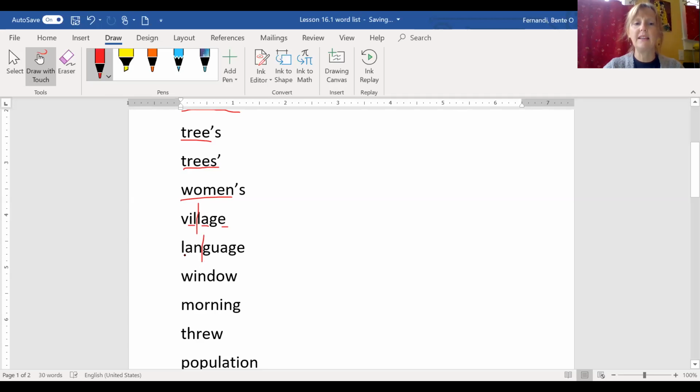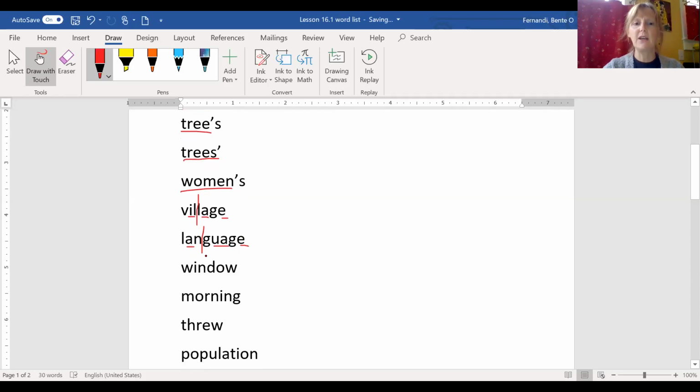In language, we sort of have the same idea. We have lan, and then we have gua, and then we have an E at the end. That E at the end is there because it helps the G, the same as in village, say soft. Otherwise, it would be villag and languag. That would be a very weird thing to say. So when we put an E after a final G, we're telling ourselves, oh, that's going to be the soft G sound, the J sound, instead of the G sound. Those two E's seem like they're not doing a job, but they are.